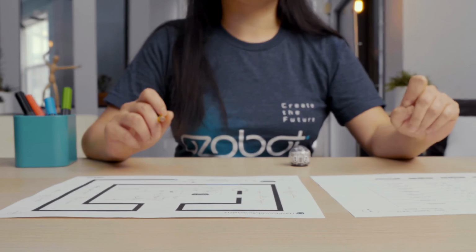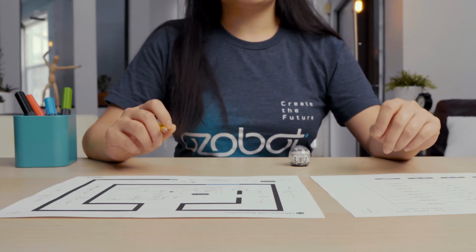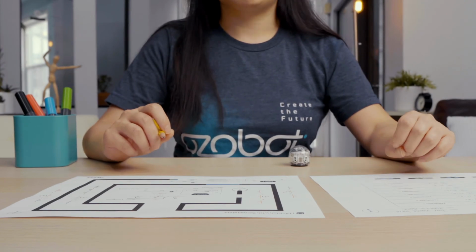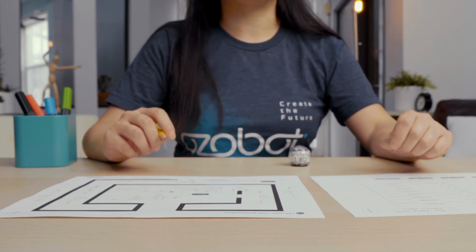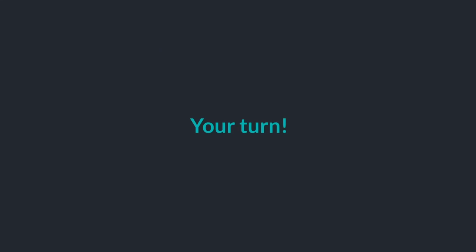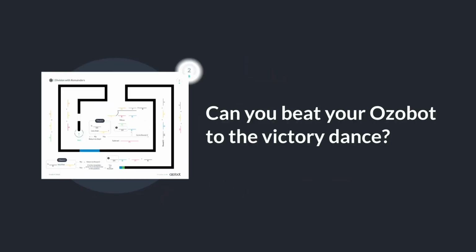Once your division problem is set up, turn on your Ozobot, set it on start, and begin your division race. Who will get to the finish first? Keep racing until you've completed all 16 problems on the division problems page. Can you beat your Ozobot to the victory dance?